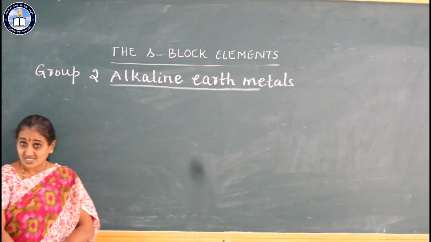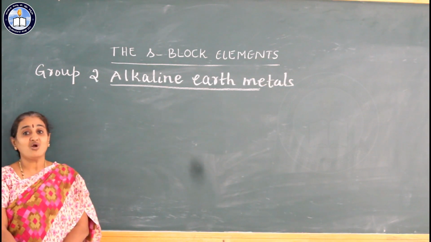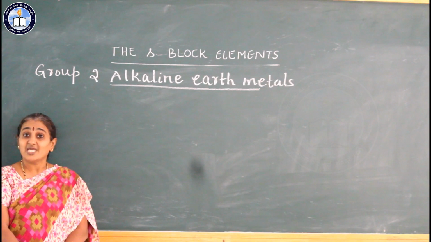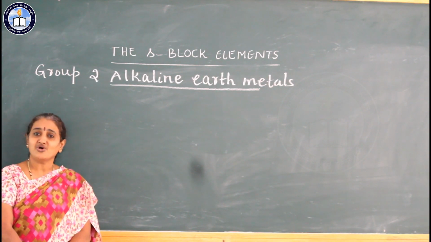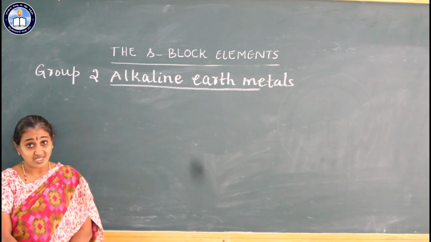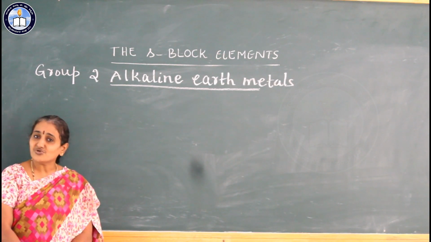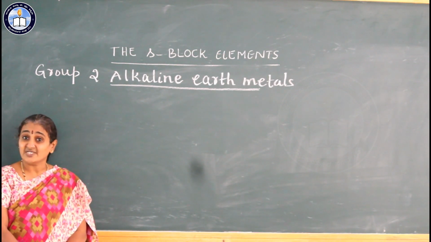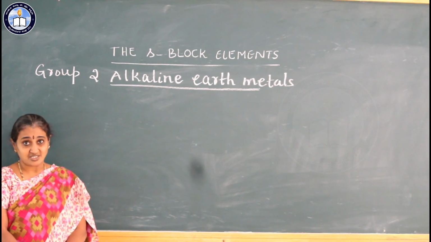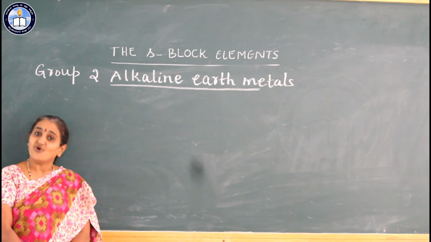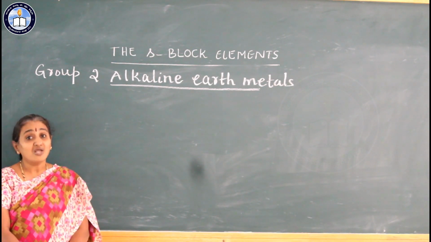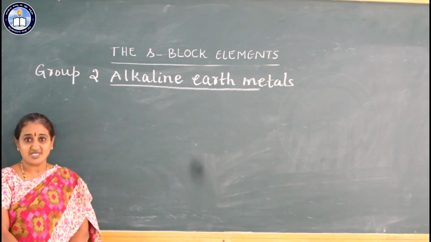Alkaline earth metals. Why they are called as alkaline earth metals? Because their oxides and hydroxides are strong alkaline in nature, and also their metallic oxides are abundant in earth crust, or they are found in earth crust. That is why they are called as alkaline earth metals.